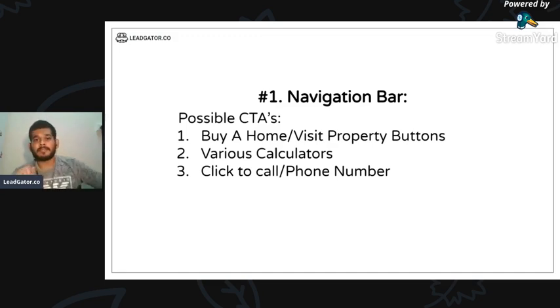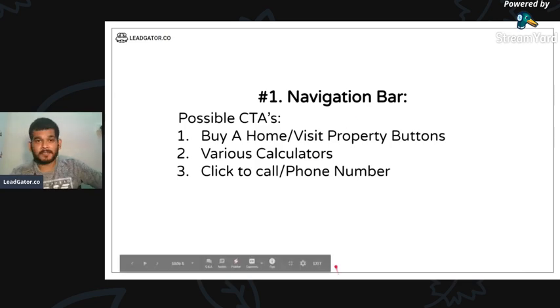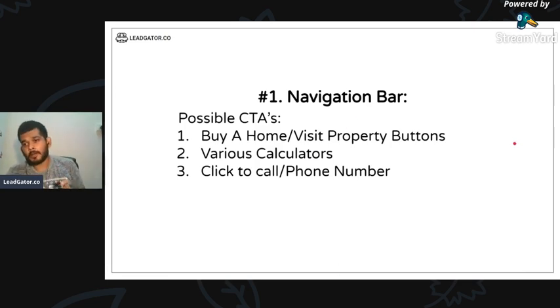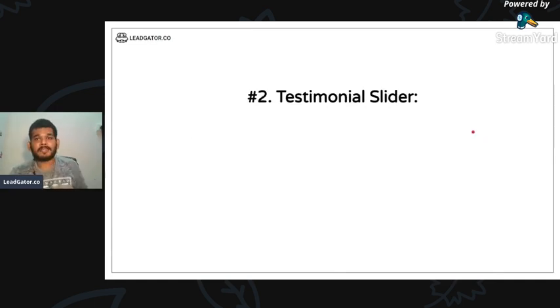And the second thing is the phone number. If the person is on a desktop, they cannot call you directly, so you can show your number in button form so that it is distinguishable, and it pops up when a person visits your website. Okay, now the second element, that is the testimonial slider.